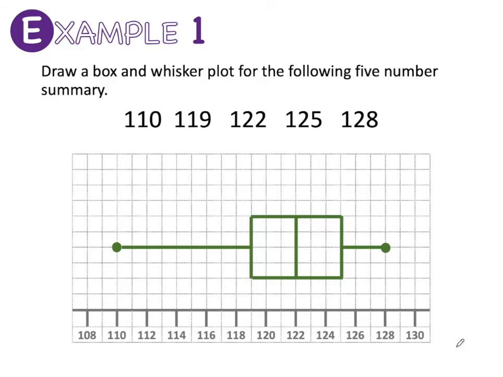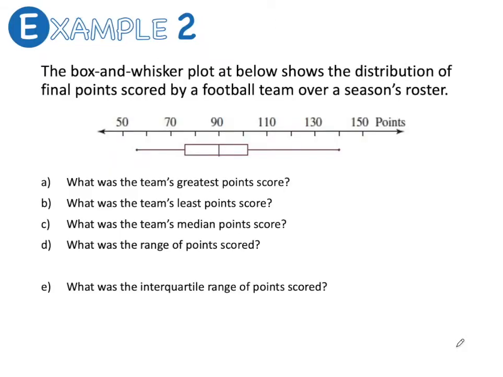So having a look at our second example, this time we have a box and whisker plot and we want to use it to be able to answer some questions. So the box and whisker plot is the final points scored by a football team over a season's roster. And we can see that our scale goes from 50 to 150. So we've got a pretty wide spread of data.